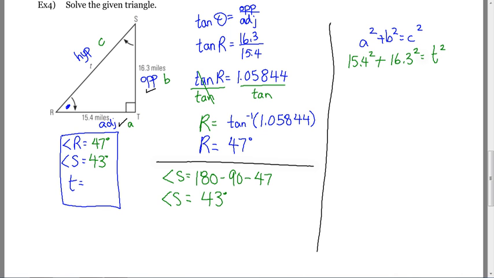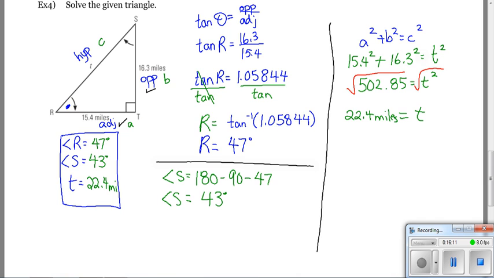I do not have the answer shown, but I'll just tell you the total answer, which is 502.85, equals T squared. Alright, so I'm going to get rid of that squared, so I want to square root both sides. Square root that side, root the other. T will equal, drum roll please, 22.4 miles. So I'm going to fill in my box here, 22.4 miles. And that is solving triangles. That is the purpose of memorizing or knowing SOHCAHTOA.